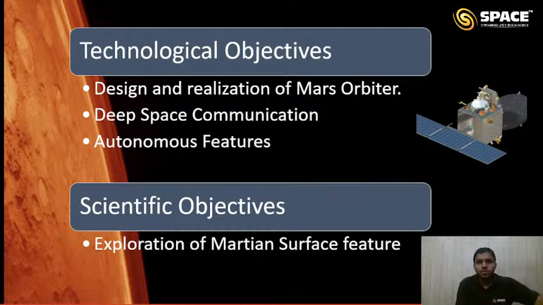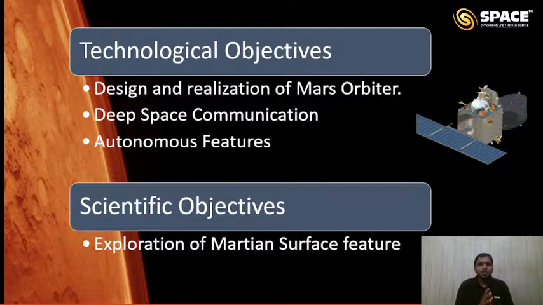Now, talking about the technological objectives, right? So there are two kinds of objectives, as I said. First is the testing of technology. See, ISRO was developing new technology, and second thing was scientific objective. Whenever a mission is sent, we have to perform certain tasks. So technological objective means what technology we want to achieve from this particular mission. Scientific objective means what science we want to derive.